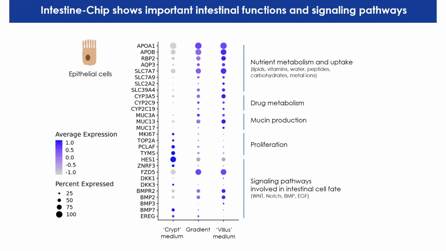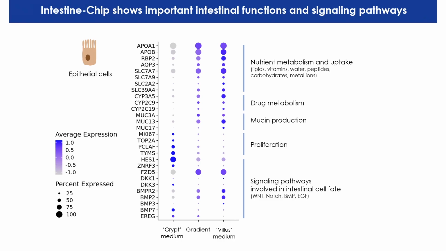Now that we know that we have all these different subtypes in the system, we also wanted to see whether we could find evidence that they are also functionally active. So here I show significantly different genes between the conditions for epithelial cells, and we can see genes are upregulated in the gradient and villus medium condition that are related to important intestinal functions. So you can see here functions as digestion, drug metabolism, and mucin production. While genes that are related to proliferation are upregulated in the crypt medium condition.